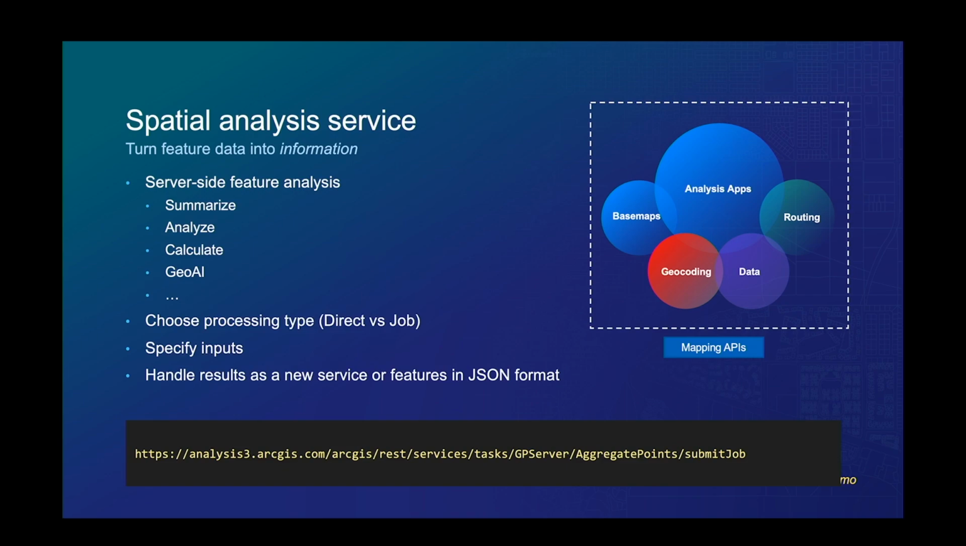You can send it an item ID to a feature layer, you can send it the feature layer URL, you can send it a JSON format as an input, and then you can specify how you want the output. So the service will actually create a new service for you in your org, or you can just ask for the results back in JSON format.